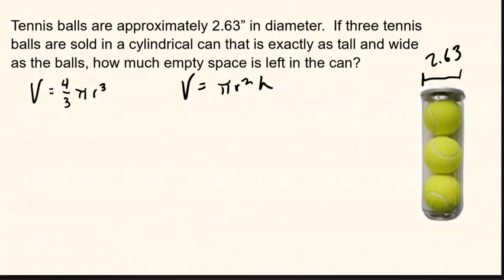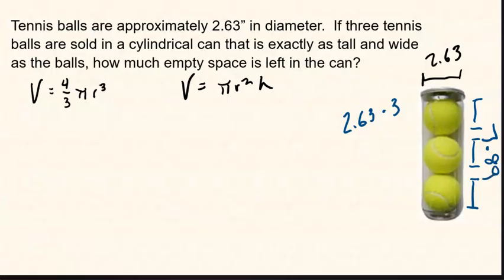But the diameter of the cylinder is the same as the diameter of the sphere or the ball. And diameter can go in an infinite amount of directions. So that means that the diameter can also go this way. So I could take 2.63 and multiply it by 3, and I will get a height of 7.89.